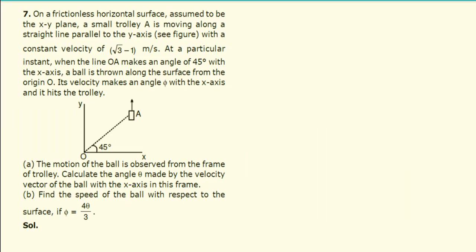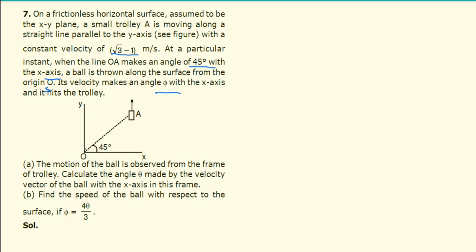On a frictionless horizontal surface, assumed to be the xy plane, a small trolley A is moving in a straight line parallel to the y-axis with a constant velocity of √3 minus 1 meter per second. At a particular instant, OA makes an angle of 45 degrees with the x-axis. A ball is thrown along the surface from point O. Its velocity makes an angle phi with the x-axis and it hits the trolley.